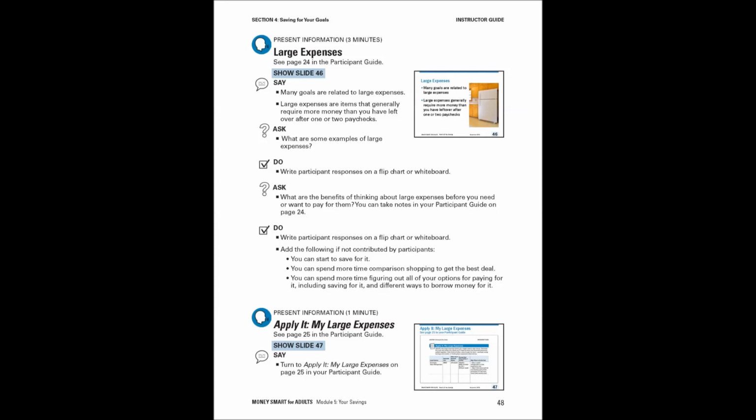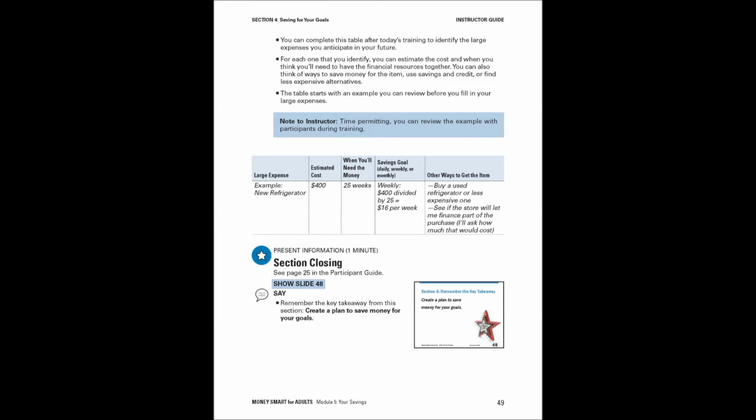And in my large expenses, this is an example of a new refrigerator. As you can see, they need the money in 25 weeks. So $400 divided by 25 weeks equals $16 per week. And then notice here in the worksheet, it says other ways to get the item, and participants can actually write down other ways that they think of that they can accomplish the goal. And so this is just to help them identify how to actually prepare for saving for large expenses.